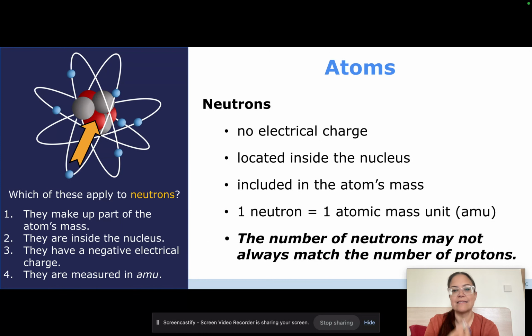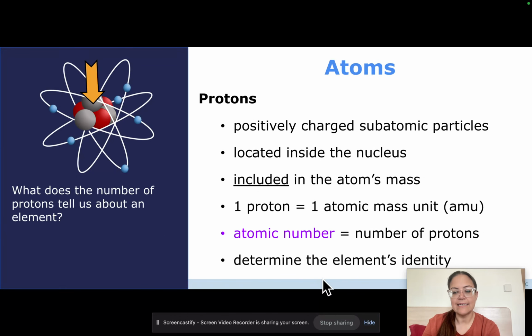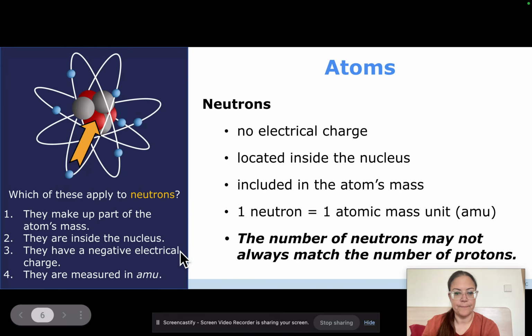So just because carbon has 6 protons in the nucleus does not always mean it has 6 neutrons in the nucleus. Sometimes it's got some different things going on, and we'll talk about that later. But the neutrons and protons don't always have to match. That's why the identity is based on the protons, because the protons will always be the same. Neutrons, not always. So which of these apply to neutrons?